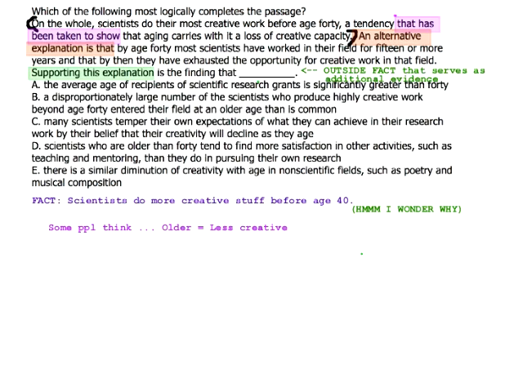So others think most older scientists have just been doing the same thing for too long. Okay, and then we want to argue this. We want to take the green side of this argument.